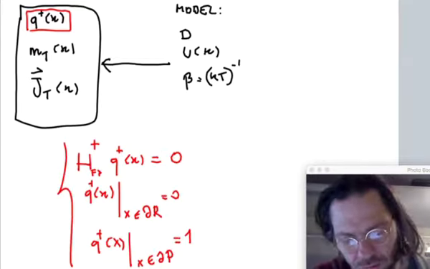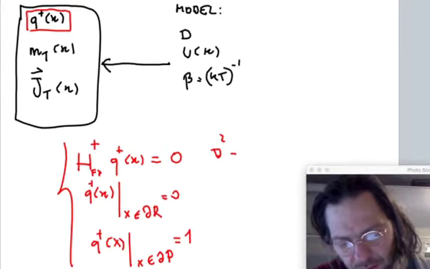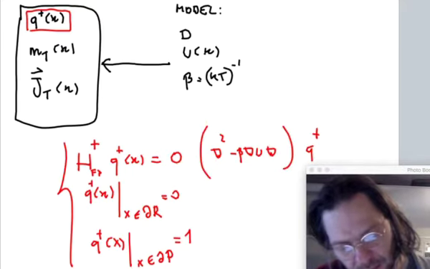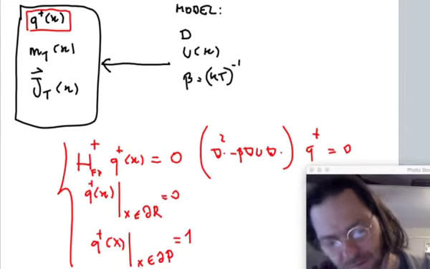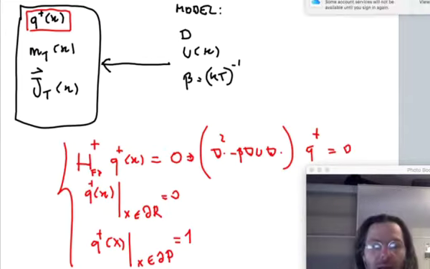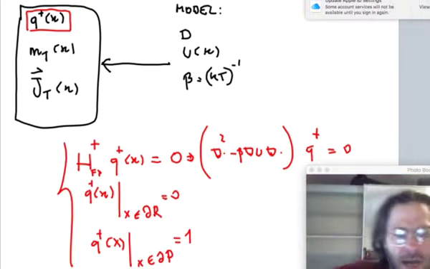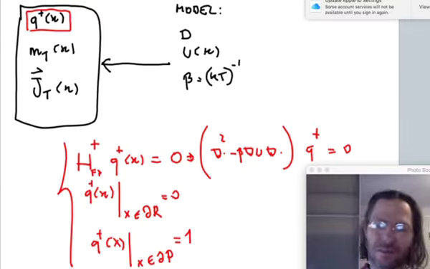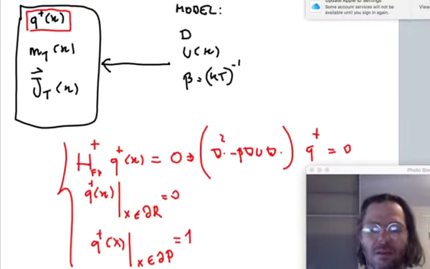Where the adjoint of the Fokker-Planck operator is basically this operator. That's what this means. Now, one thing that I think should be noticed is that the role of the boundary condition is essential in determining the structure of q plus.